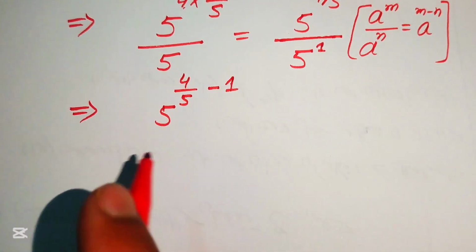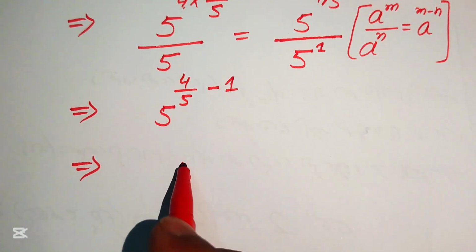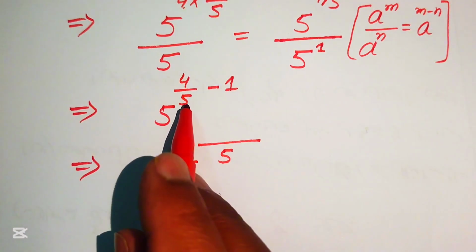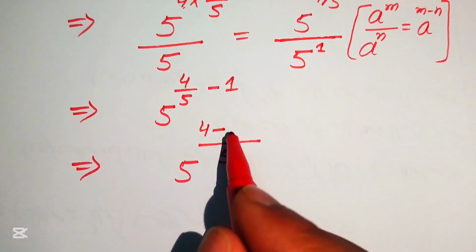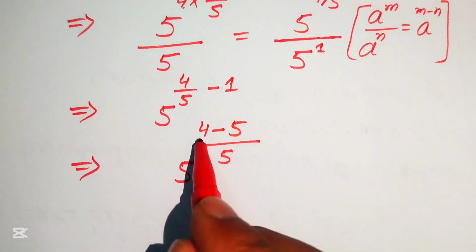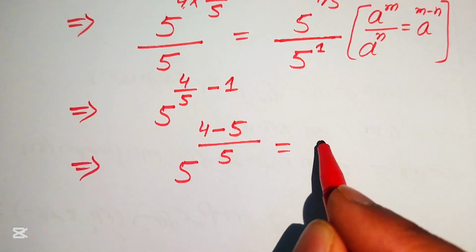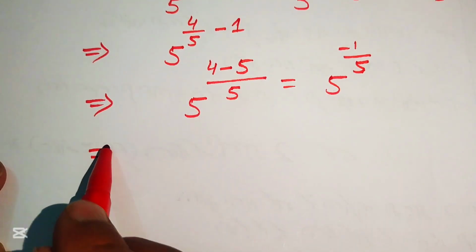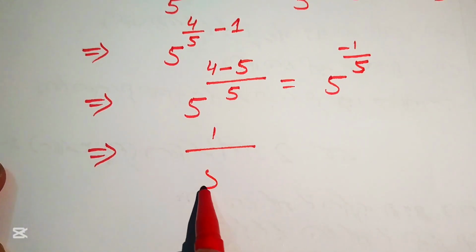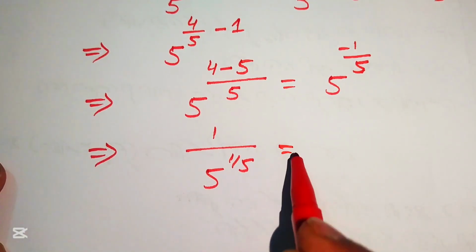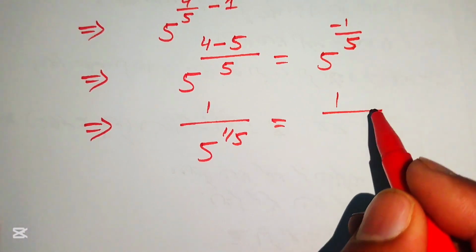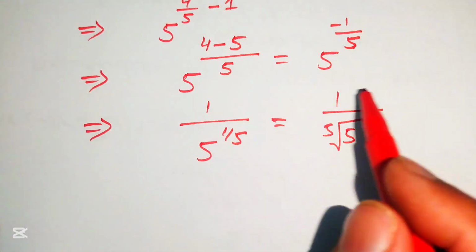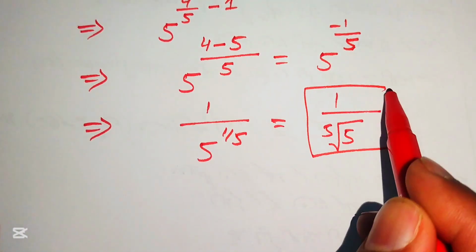So here you see that we have 5 to the power of, here we will take the LCM of this term, and its LCM is 5, so this 5 is cancelled out by this 5, and we get 4 minus, here you get 4 minus 5 ones are 5, so we will obtain here 5 to the power of minus 1 over 5. So here when you move this term downside, we write it as 1 over 5 to the power of 1 over 5. This is the exponent form, so we write it in another way as 1 over fifth root of 5. This is our final answer of this question, and thank you so much for watching this video.